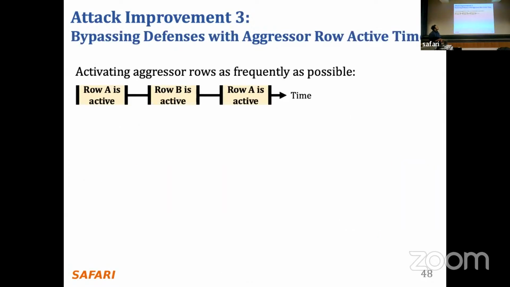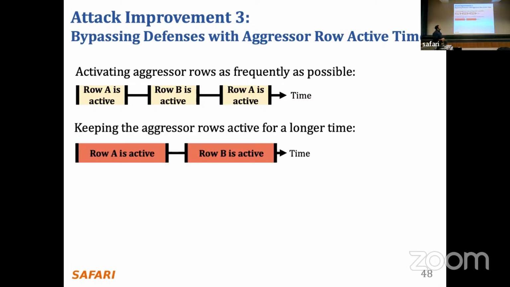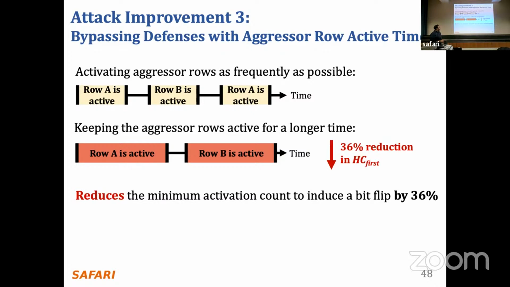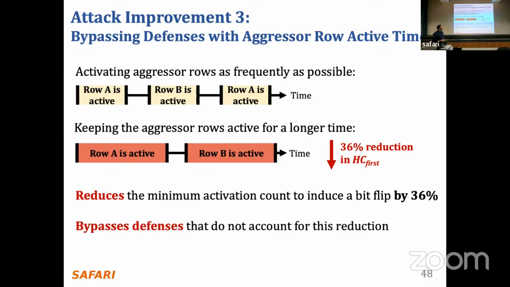Okay, so another attack. So this is the state-of-the-art attack model. You hammer rows as frequently as possible. And then we show that if, instead of doing that, you keep aggressor rows active for a little bit longer, you reduce your activation rate. And it actually reduces your minimum activation count to induce bit flip. And it's a significant decrease by 36% here. And if your RowHammer defense mechanism does not account for this, and if you know this access pattern, and if you apply this, then you can reduce the RowHammer threshold, like the real RowHammer threshold.